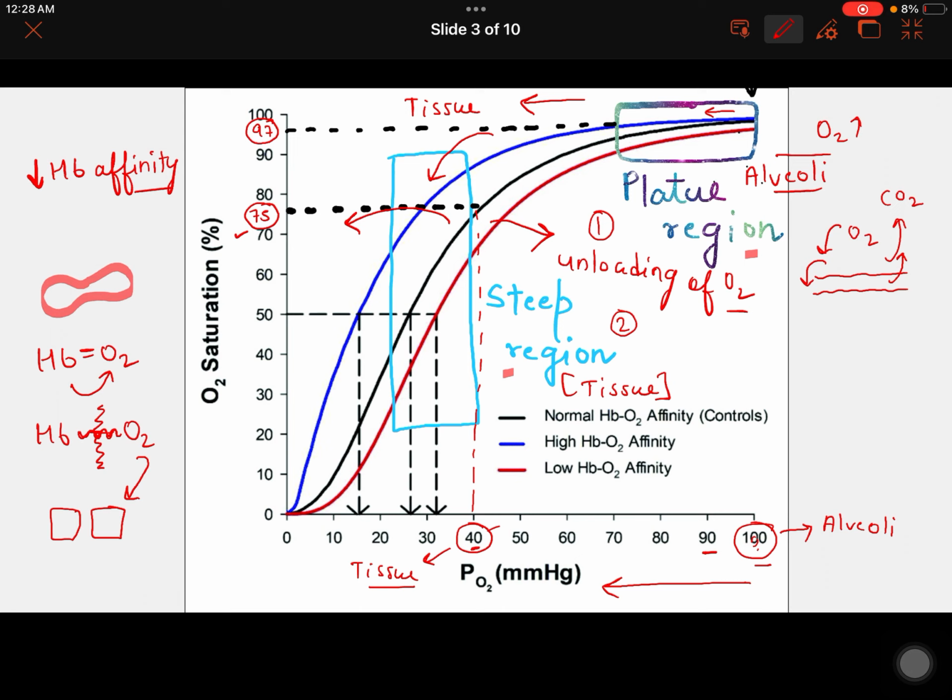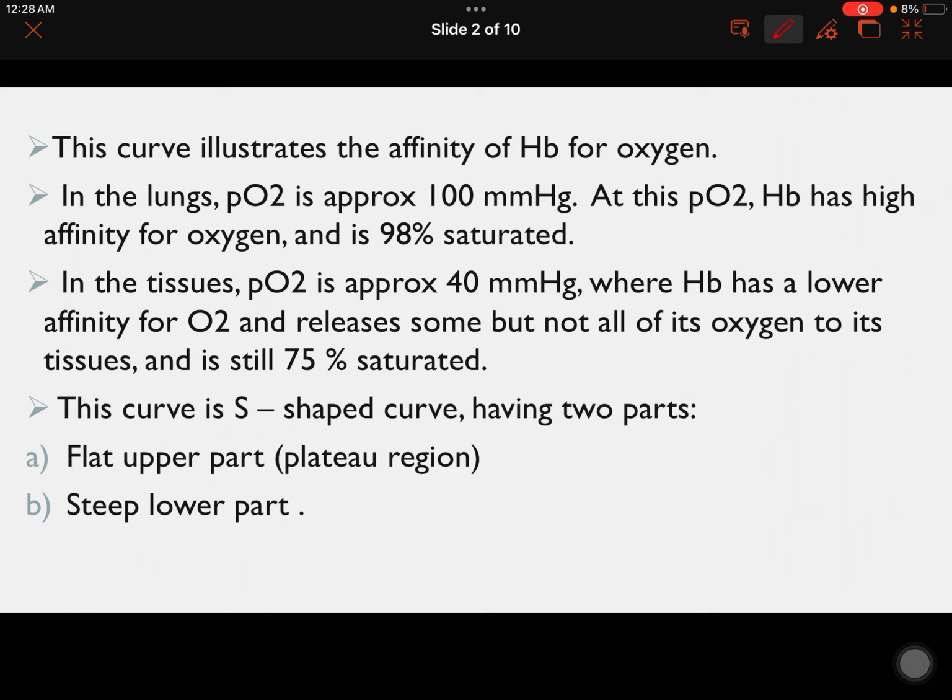So if your body needs more oxygen, the binding affinity of the hemoglobin with the oxygen will be decreasing, and this particular S-shaped curve will be shifting towards the right side, and that's how the unloading of oxygen to the tissues can be happening, right? I hope till now you are clear, right? Then after that we shall move on to one slide which I want to show you.